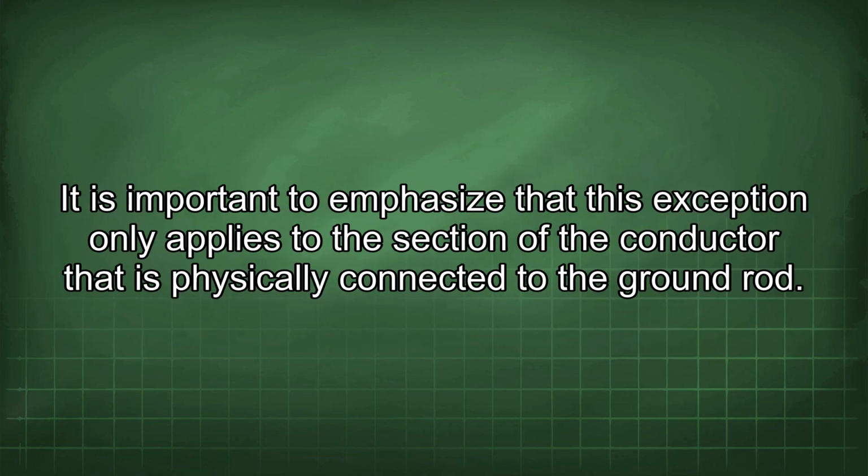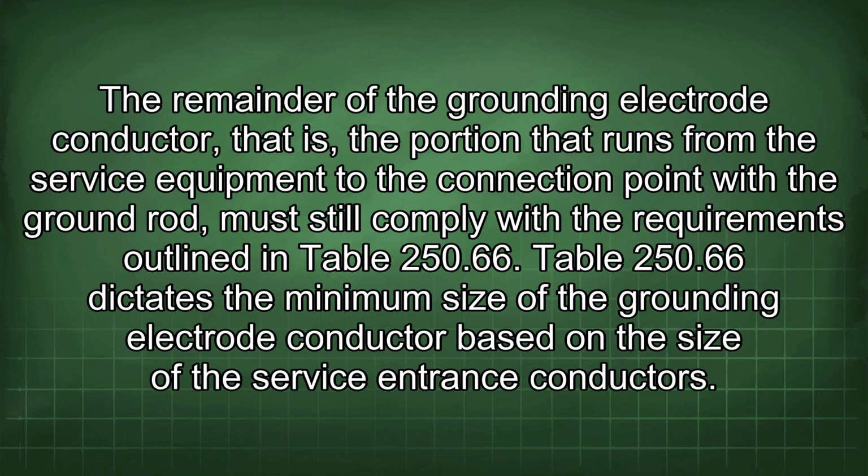It is important to emphasize that this exception only applies to the section of the conductor that is physically connected to the ground rod. The remainder of the grounding electrode conductor, that is, the portion that runs from the service equipment to the connection point with the ground rod, must still comply with the requirements outlined in Table 250.66.